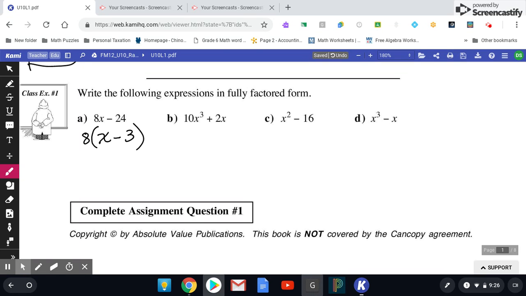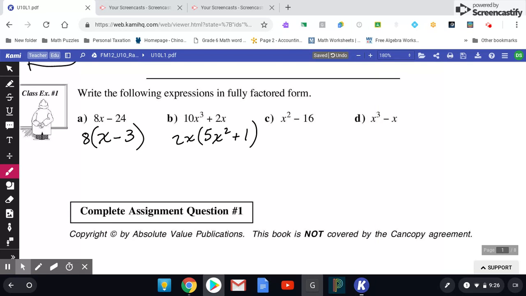All right, part B. The things I see in common are a 2 and an x. And when I take it out, I would need to have 5x squared plus 1. Don't forget the plus 1. If I don't put the plus 1 there, I cannot get back the 2x in the original.